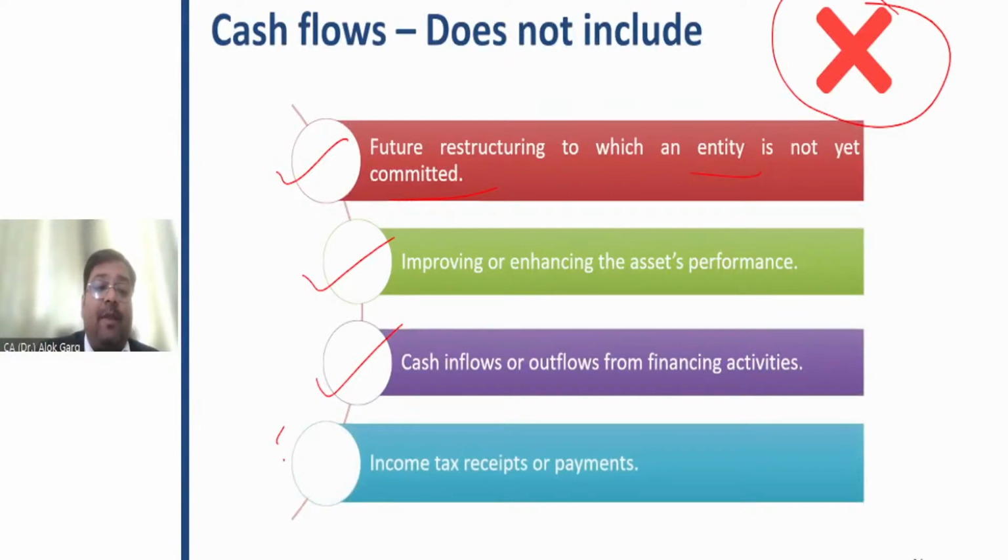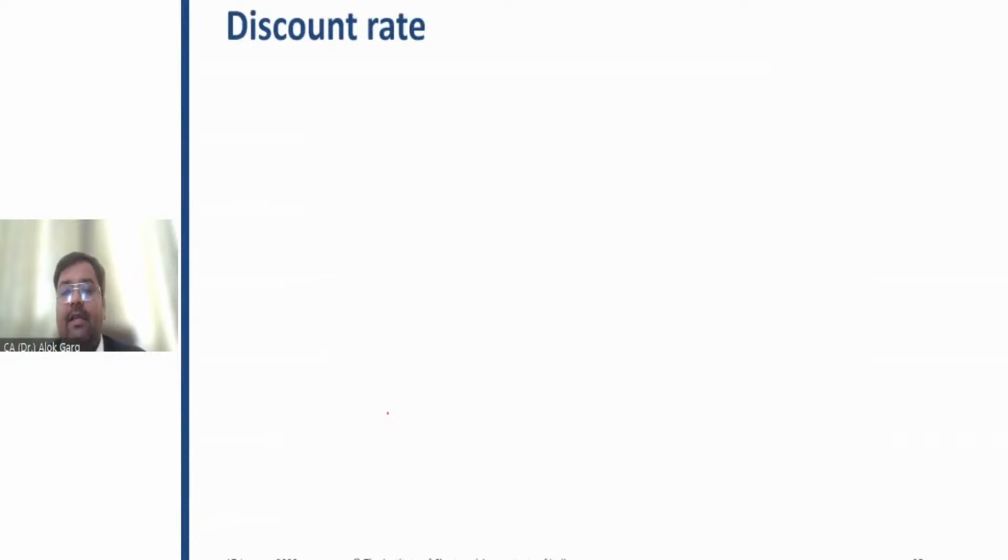Income tax receipts or payments. Okay, again, as you have seen that in cost of disposal, finance cost and tax expense is not to be considered. Likewise, the cash flow on account of financing activities and income tax receipt or payment is not required to be considered. Right? Is it clear, friends?